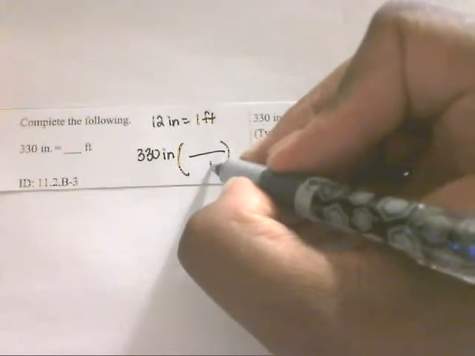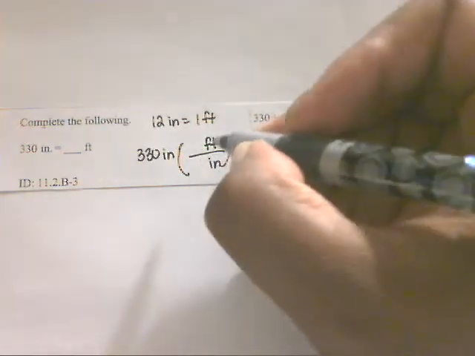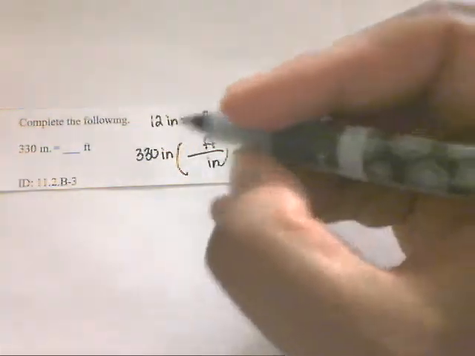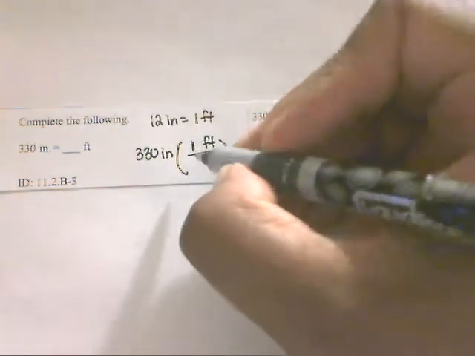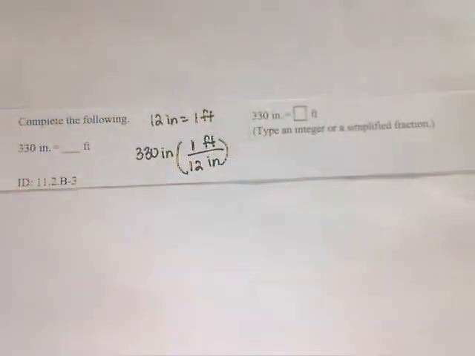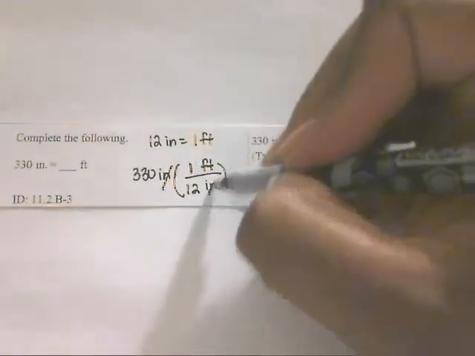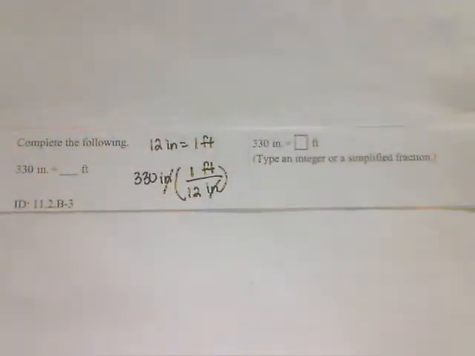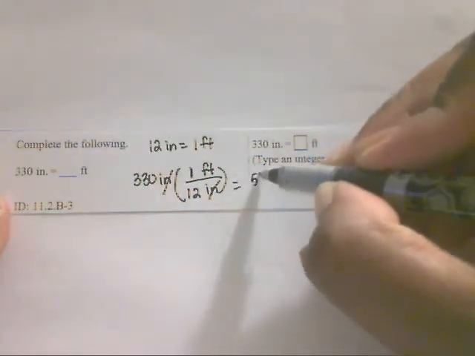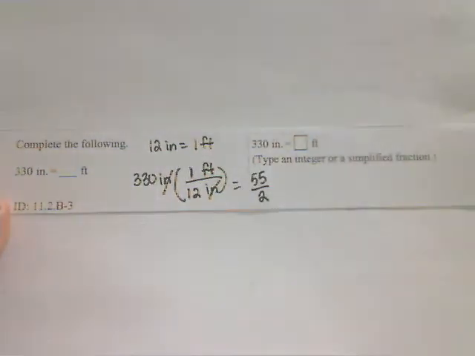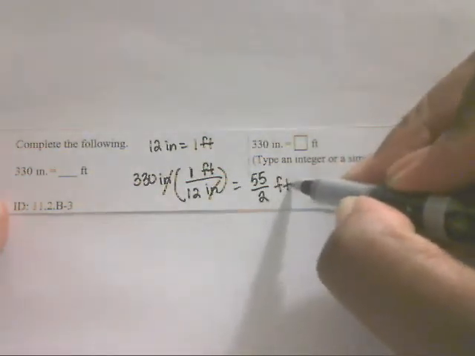You're converting from inches, so inches go on the bottom, to feet, so feet goes on the top. And you'll put those numbers next to their units. 1 would go where the foot is. 12 would go where the inches is, because 12 inches equal a foot. The inches divide out. So now you have 330 divided by 12. And they want this as a simplified fraction in simplest form, so it'll be 55 over 2. And it'll be 55 over 2 feet.